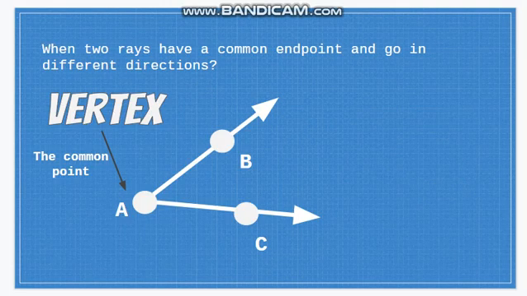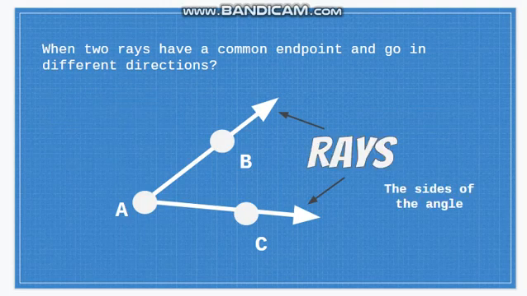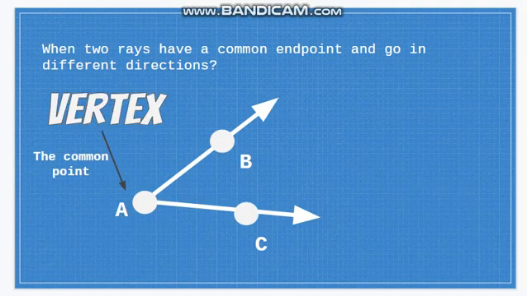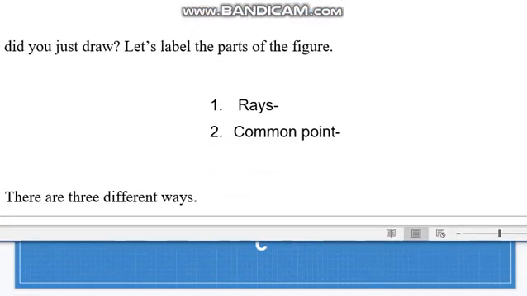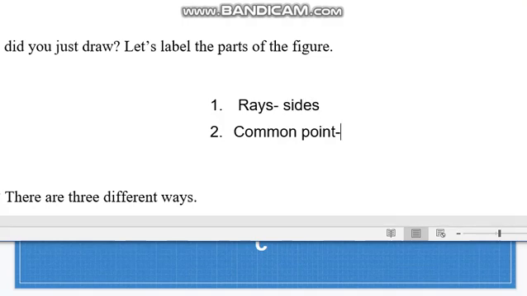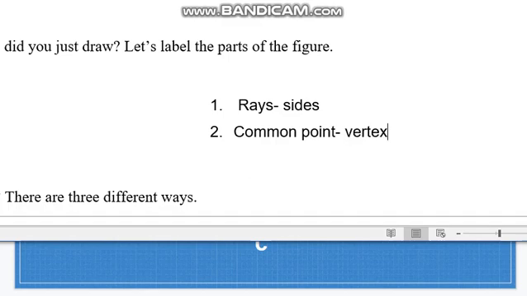So we've got our rays and our vertex. Make sure you label the rays and the vertex. And down here, this is where you want to write your definitions for rays. Rays are the sides, and the common point is the vertex. And that's that.